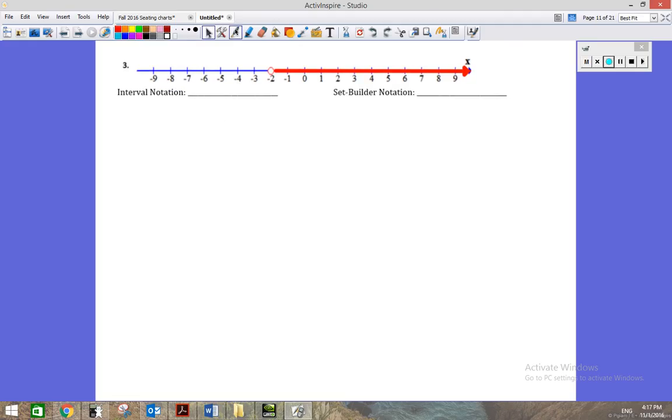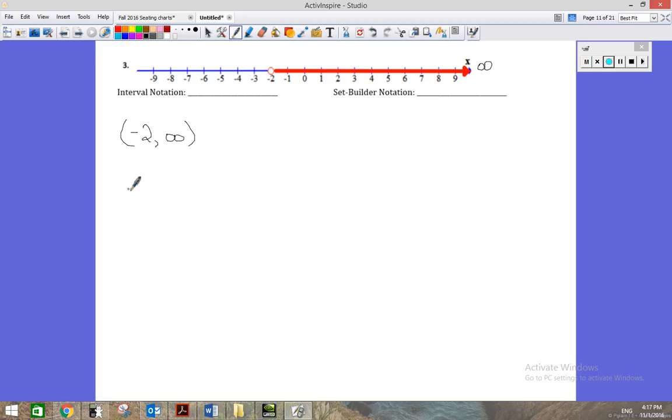In interval notation here, I've got infinity in here. In interval notation, we will have infinity symbols sometimes. So I've got -2, comma, infinity. I'm excluding -2, so that's an open parenthesis. And infinity is not a number, so I'll never have a bracket there.